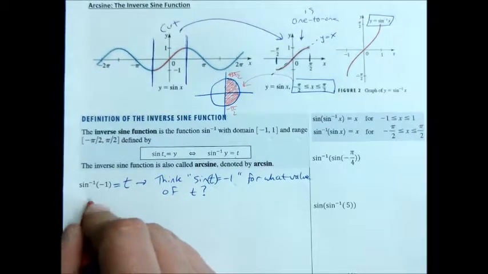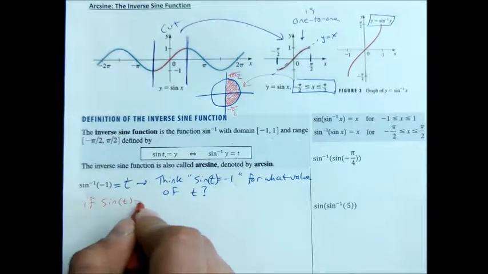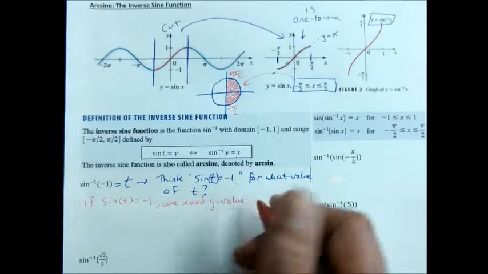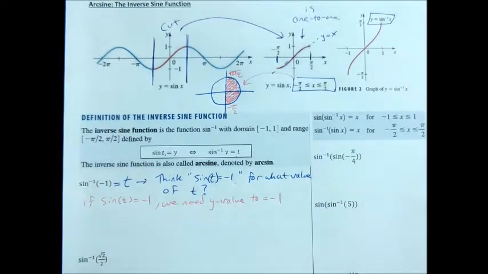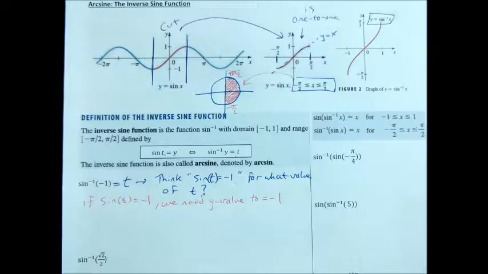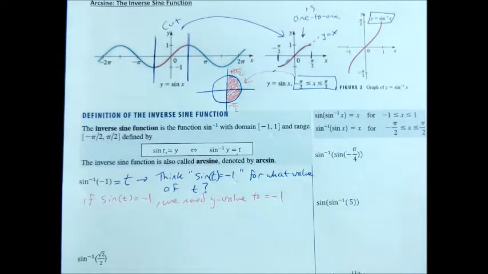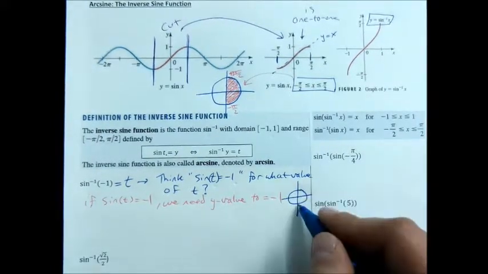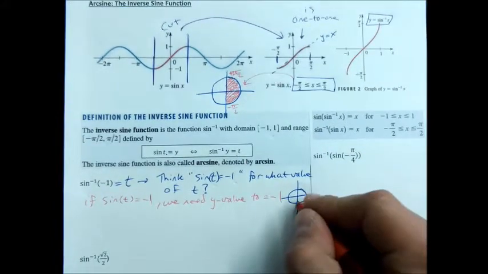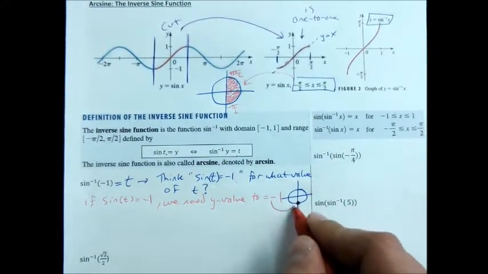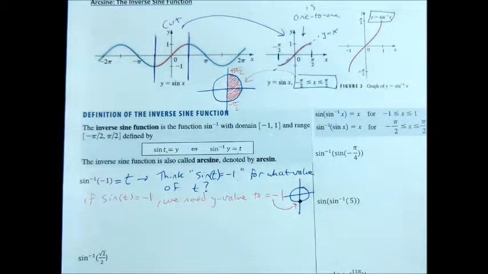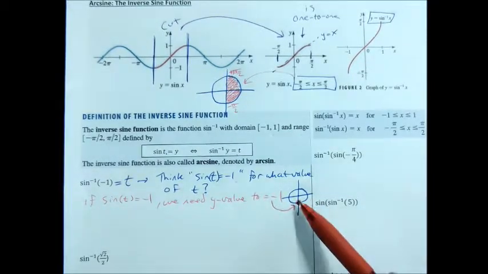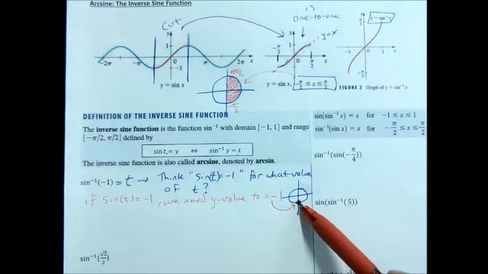Okay, so if we want sine to be negative 1, that means we need the y value on the unit circle to equal negative 1, because sine is the y value, right? Where does that happen on the unit circle? Yeah, down here. That happens right here. Does everyone see that dot? Maybe I'll make it a little bigger. Right? That's the place on the unit circle where the y value is negative 1.